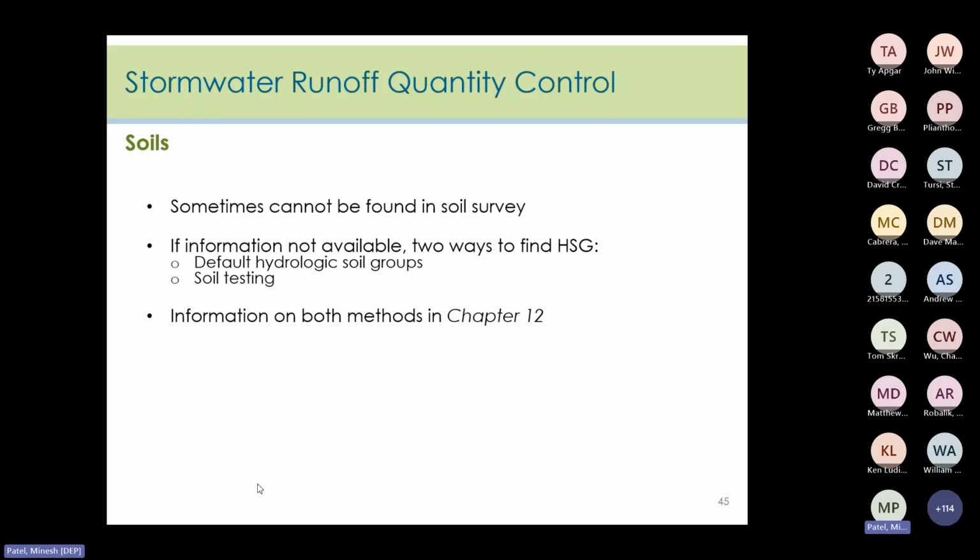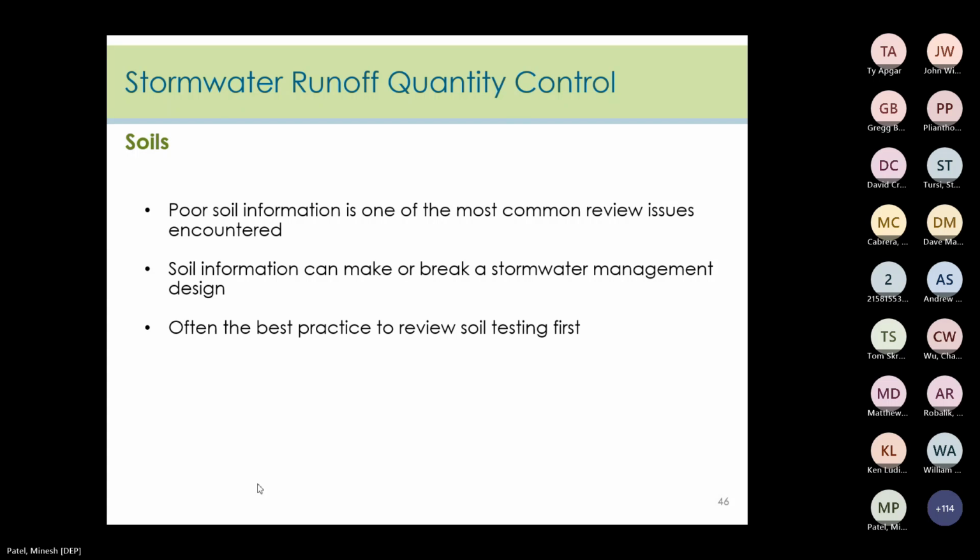If information on these sites' soils cannot be found, use the methods found in Chapter 12 to determine the hydrologic soil group, either from the default HSG method or from soil testing. Making sure that the soil data for the site is accurate is a critical part of the review process. Inaccurate soil information can make or break a stormwater BMP. So good practice generally is to review soil testing first.